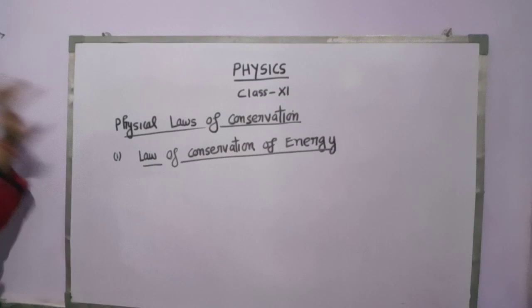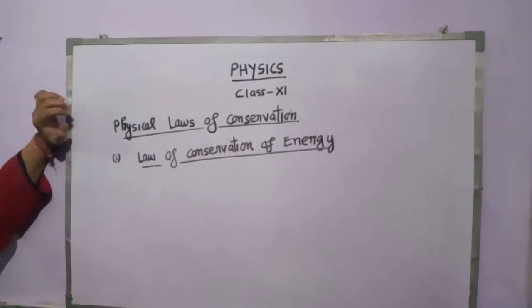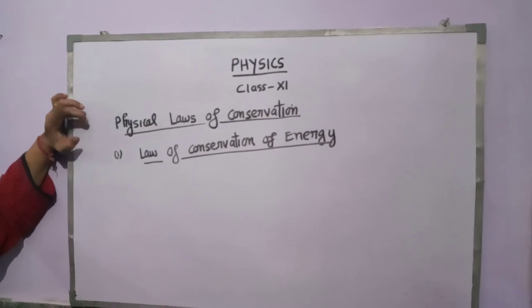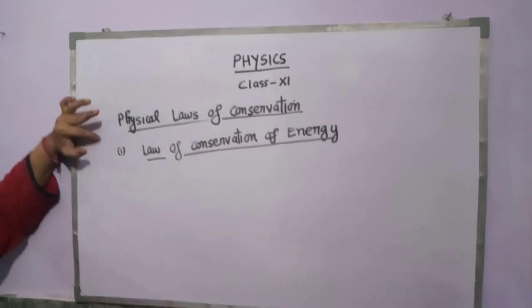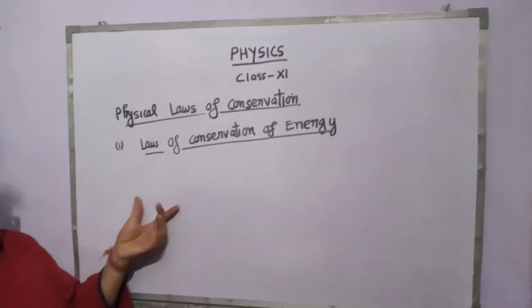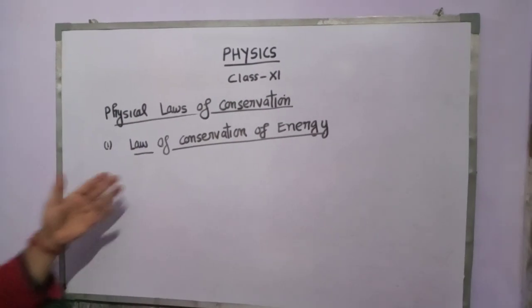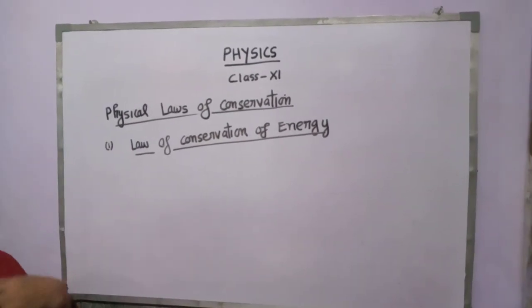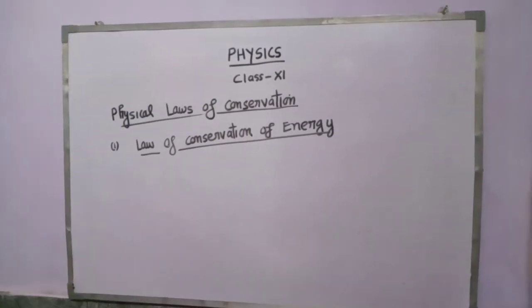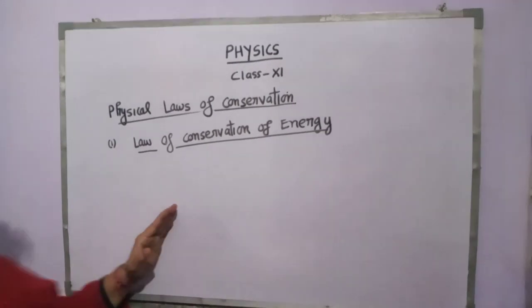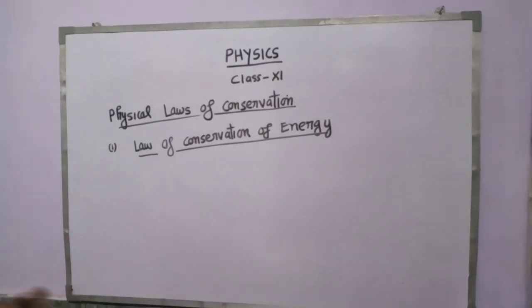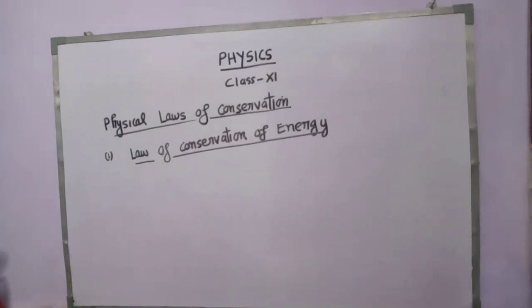Now, the remaining parts of the first chapter, units and measurements, physical laws of conservation. The first law is the law of conservation of energy. You have learned this law in the 7th or 8th class. Energy can neither be created nor destroyed, but it can only be transformed from one form to another form.